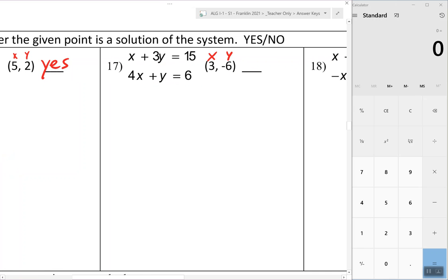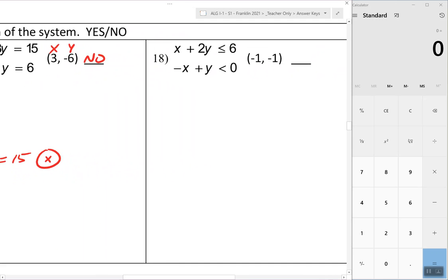Let's go to the next one. Same idea. 3 for x, negative 6 for y. So we got 3 minus 18, or plus negative 18. Does that equal 15? No. That equals negative 15. So right away we know this is not a solution. There's no reason to do the next one because we don't need to. If it doesn't work for both, it's not a solution to the system.